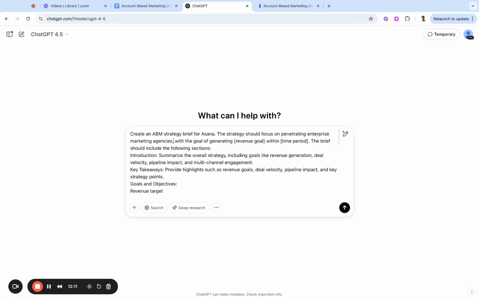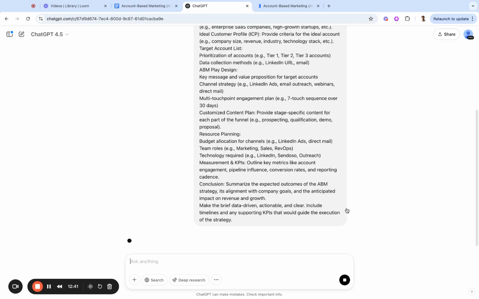And so I'd imagine these large marketing agencies that are handling big Fortune 500 accounts have a bunch of project management that they could leverage the Asana software for. And let's say that with the goal of generating, how about 10 million in revenue within 12 months. Okay. The brief should include the following sections. I include the sections that we have above here, and then we hit go.